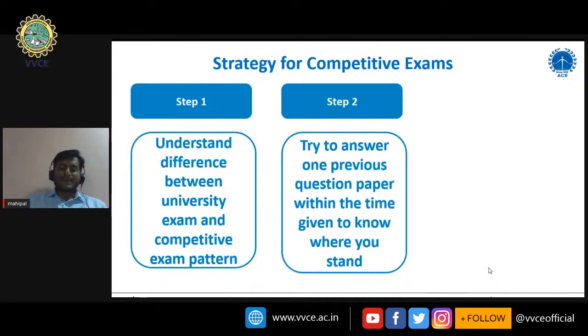Before we make that plan, what we need to do is go to the internet and download one or two question papers of the examination that we are going to write in the future. We take a print of that, keep it in front of us, allocate the exact time meant for that examination, and answer each and every question in that paper. We may not be able to answer all the questions, but we will understand two important things out of this exercise.